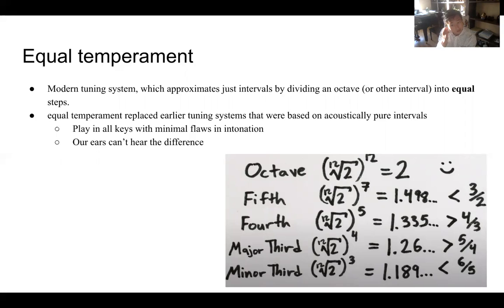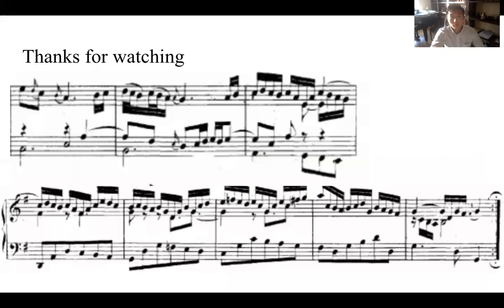Twelve steps through, it does give us a perfect octave interval, a pure octave interval. However, fifths are slightly flat, fourths are slightly sharp, and so on. So we've sacrificed pure rational tuning. However, the benefit is that we can play any song in any key and freely modulate between keys, and everything will be equally and only slightly out of tune, something that we've come to accept, something that our ears do not even pick up with ease.